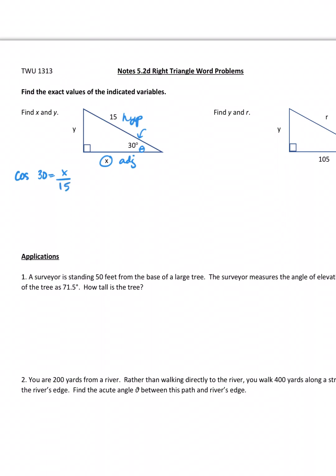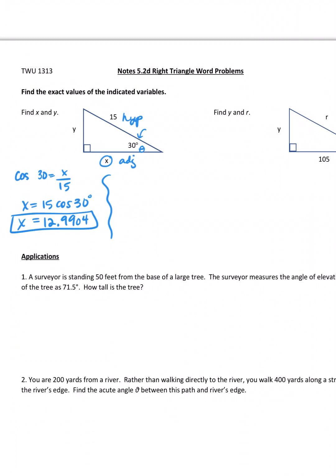So I simply use some algebra and multiply both sides by 15. So I have x equals 15 times the cosine of 30. This is in degree mode, so make sure you're in degree mode in your calculator. I would get 12.9904 for x, okay? And that's fine. That's what x is.